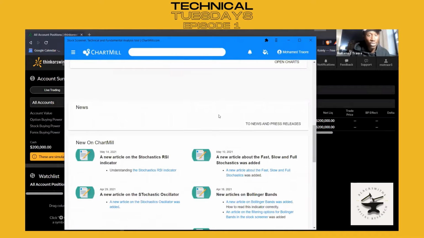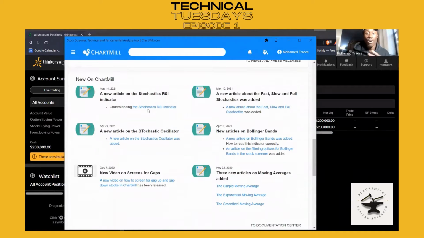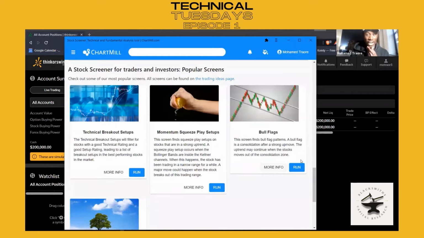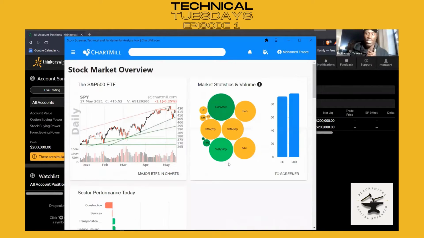You've got news you can look into. And then you have a lot of articles people write on technical indicators as well to really teach you about how each of these work. So it's just a phenomenal resource. Bull flags as well, momentum squeeze plays, technical breakout setups, just all these different things you can use to really learn so much about technical analysis. So the Blacksmiths podcast, Technical Tuesdays, were one tool, but just know there are so many other tools available to you.